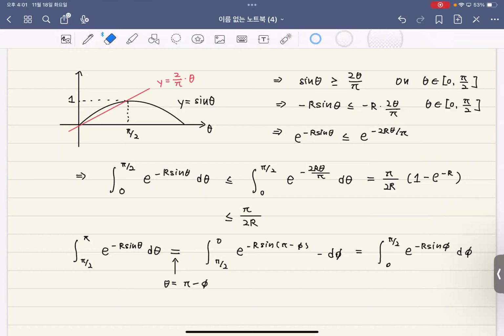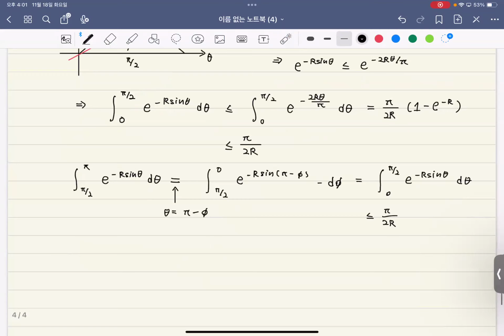Just forget about the phi, I will just say this is theta. So surprisingly, this one is the same as this guy. And we already know that this guy is also bounded by pi over 2 times r.